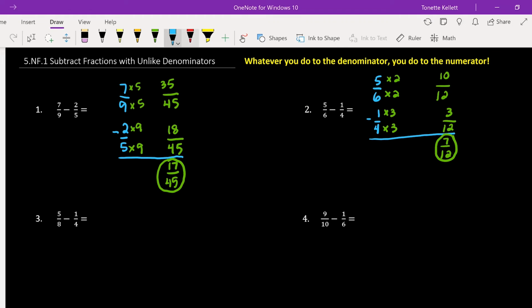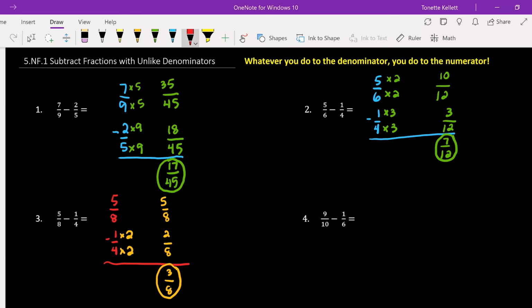Let's change color. Write these vertically. 5/8 minus 1/4. The denominators are not the same. Can 4 go into 8 evenly? The answer is yes, so we're going to keep the 8. If you keep the 8, you keep the 5, because whatever you do to the denominator, you do to the numerator. 4 times 2 is 8. So 1 times 2 is 2. Simply subtract the numerators and you have 3/8.